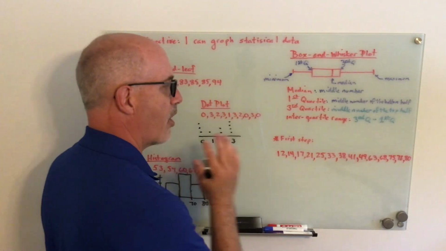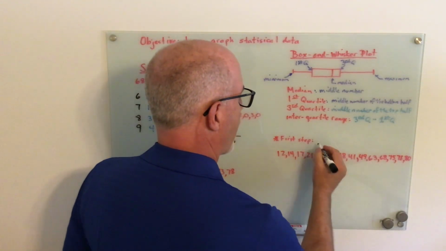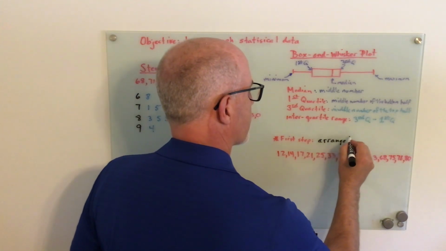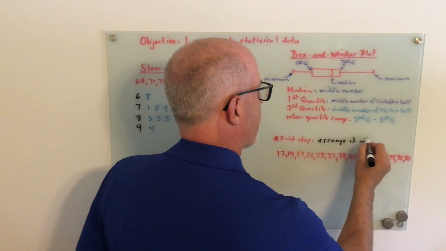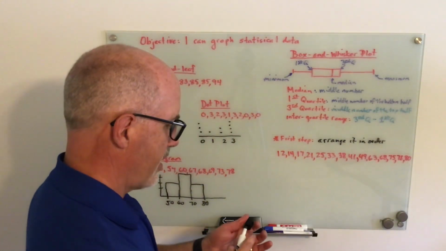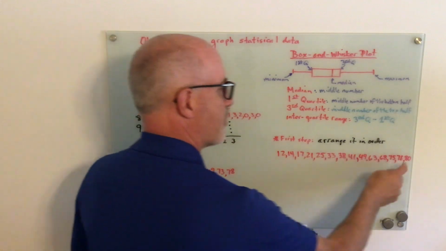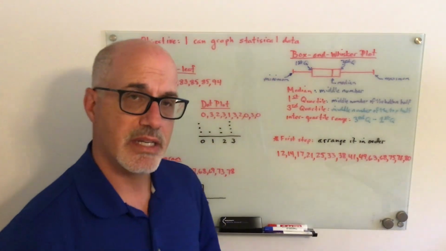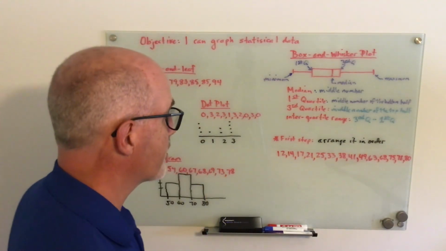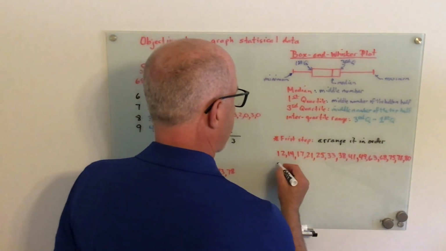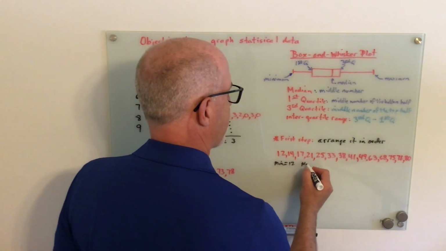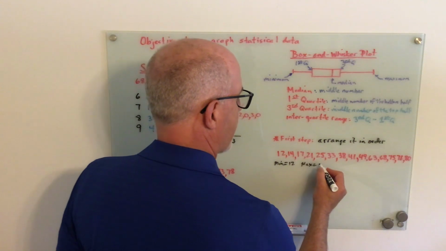So the first step always is to take your data and arrange it in order. Now our data here has already been arranged in order. Notice this is the minimum point and this is the maximum. If it hasn't been done yet, you have to first of all get those numbers in order. So this has been done for us. So we've got our minimum equals 12. Our maximum is equal to 80.